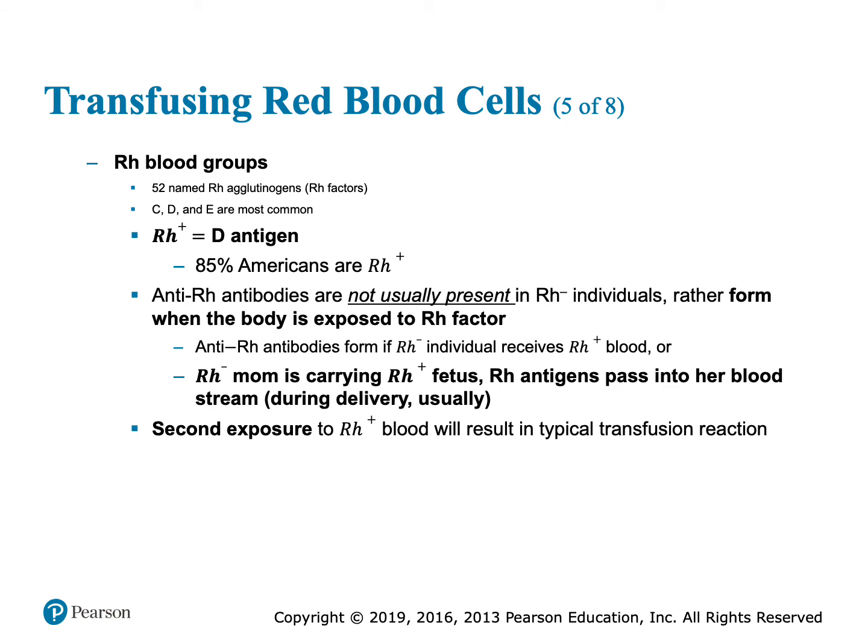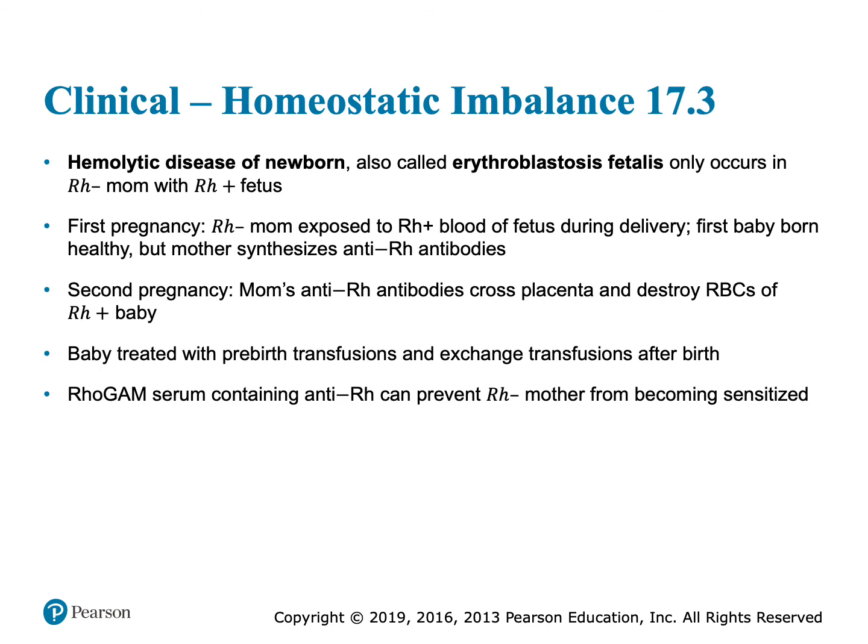So again, if you are Rh negative, you don't usually have an antibody against Rh. But if you're exposed because your baby is Rh positive, those antigens can pass into the blood, usually during delivery, and she will develop the antibodies, which could attack a second baby if the second baby is Rh positive. The RhoGAM prevents that.